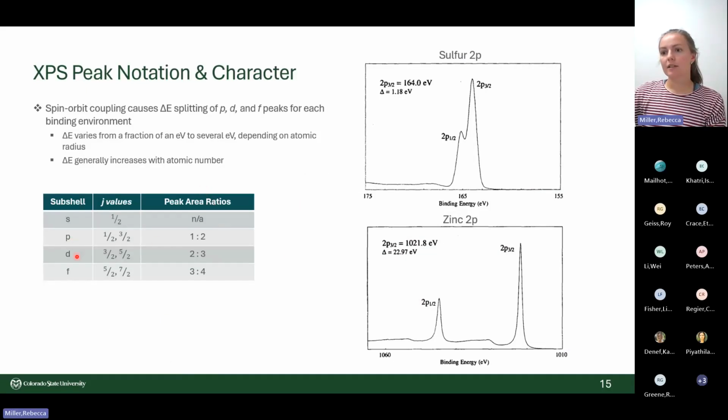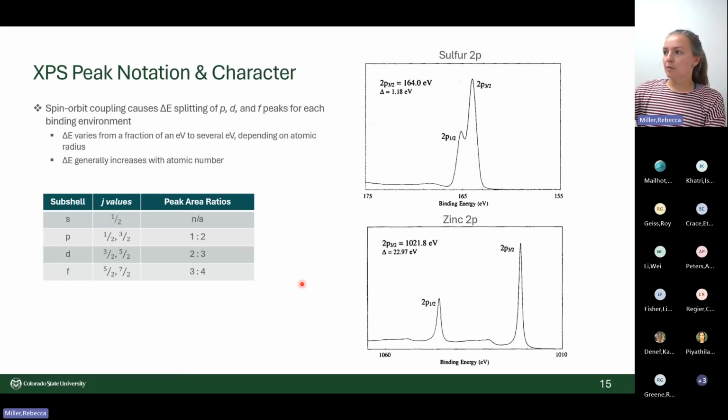However, when you get to the p, d, and f orbitals, you get splitting of the peaks from spin-orbit coupling. So, for example, these 2p peaks for sulfur and zinc both show a larger 2p3/2 peak and a smaller 2p1/2 peak. For sulfur, the split of these two should always be 1.18 eV, or very close to that. So if you have multiple sulfur binding environments, you would see multiple paired peaks.